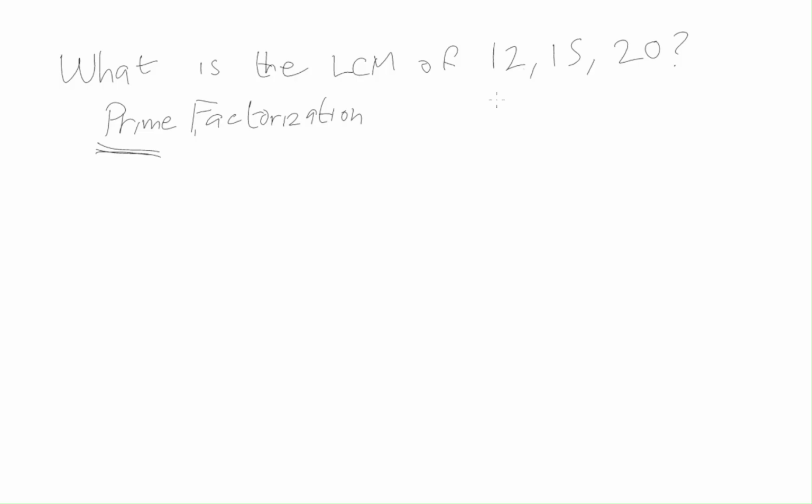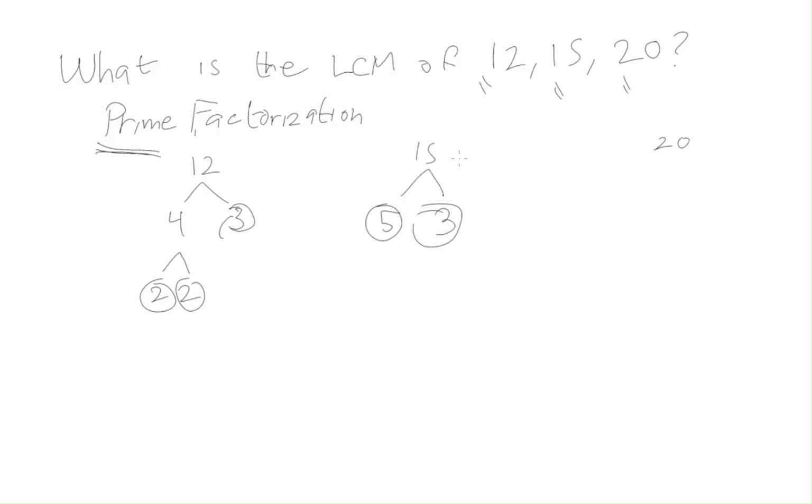Okay, so our next question is we're going to try to look for the LCM of 12, 15, and 20. Let's write that down. 12, 15, 20. So the numbers that 12 can be broken down to are 4 and 3. 4 can be broken down to 2 and 2. So we have these prime numbers. Now 15 can be broken down to 5 and 3 because 5 times 3 equals 15. And then this 20 can be broken down into 10, and this 10 can be broken down to 5 times 2. And these are our primes.